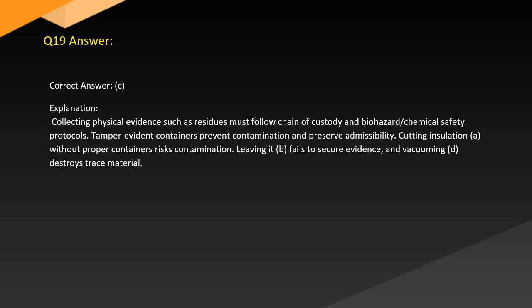Answer. Correct answer: C. Explanation: Collecting physical evidence such as residues must follow chain of custody and biohazard chemical safety protocols. Tamper-evident containers prevent contamination and preserve admissibility. Cutting insulation, A, without proper containers risks contamination. Leaving it, B, fails to secure evidence, and vacuuming, D, destroys trace material.